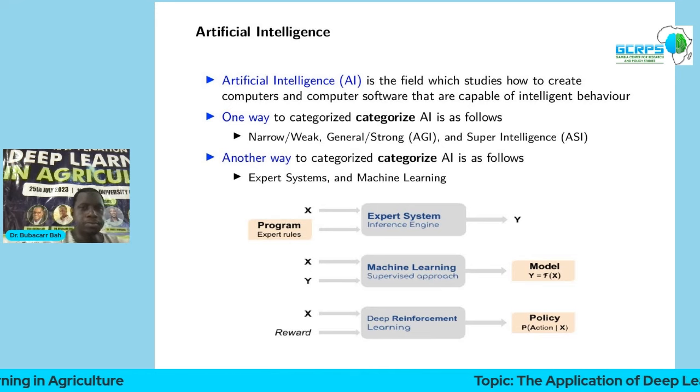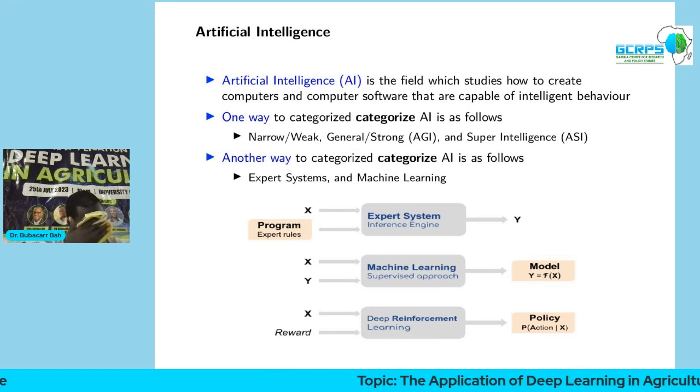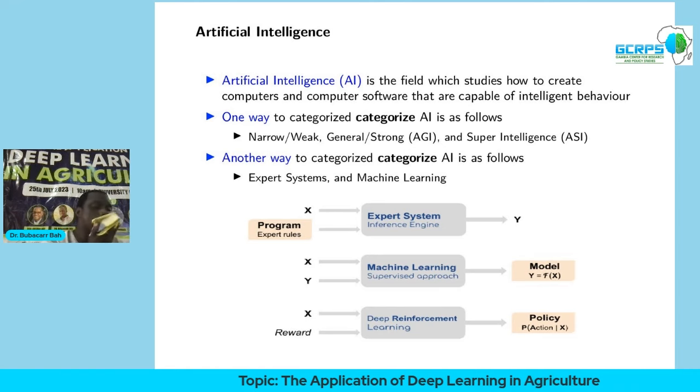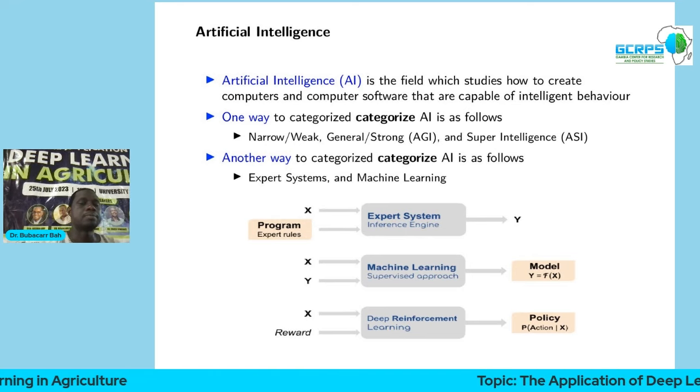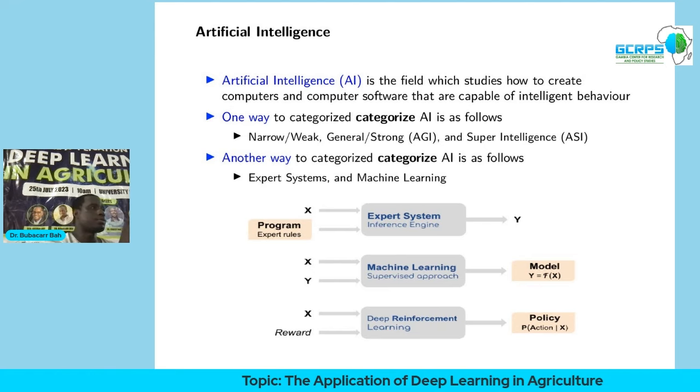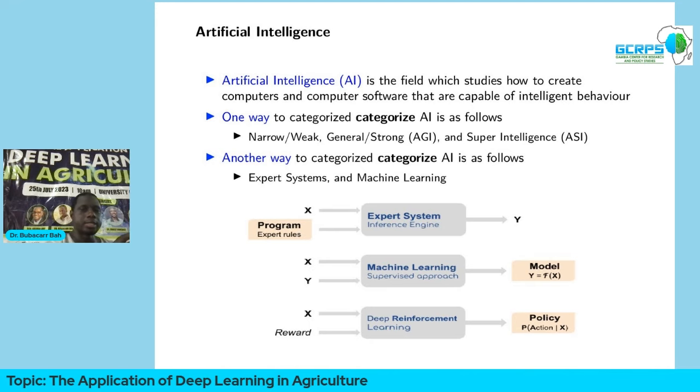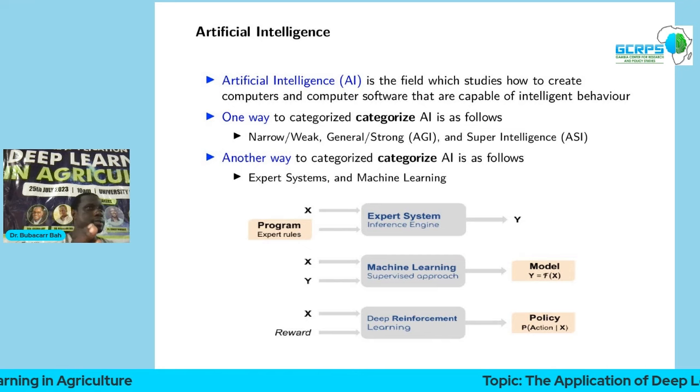So, like I said, AI is this field in computer science trying to build intelligent systems. And we can categorize this in many ways. One way is to think about AI in terms of the scope. There's narrow AI, there is general AI, and there's super intelligence, okay?